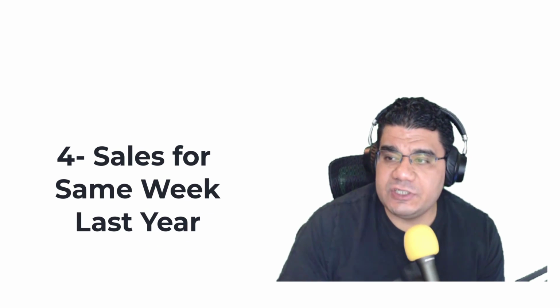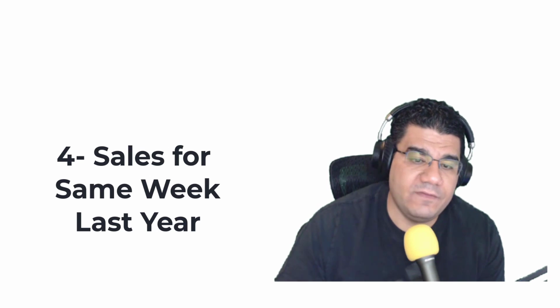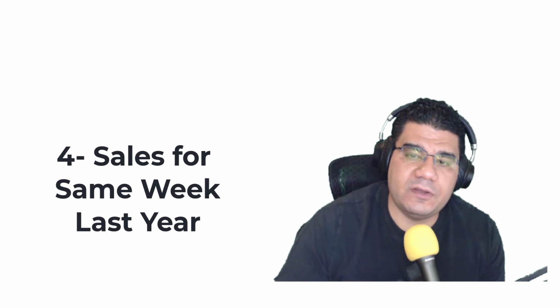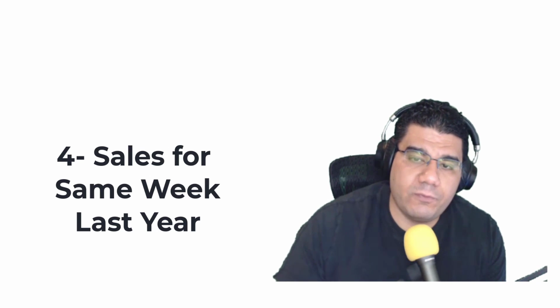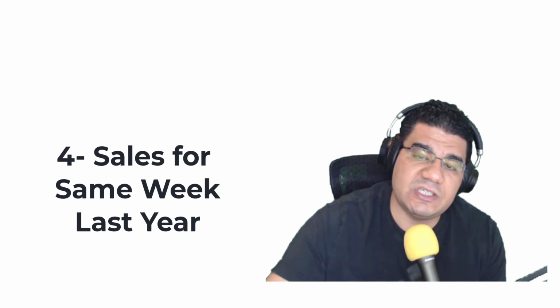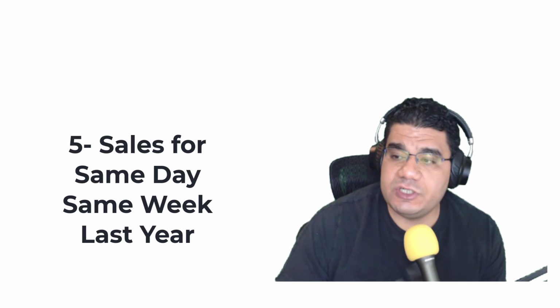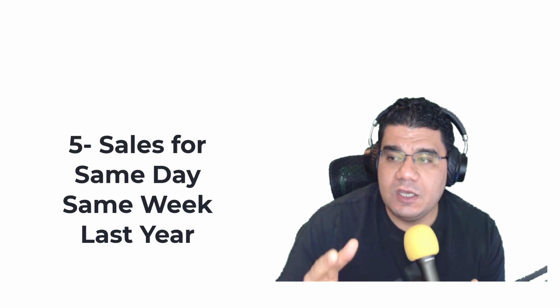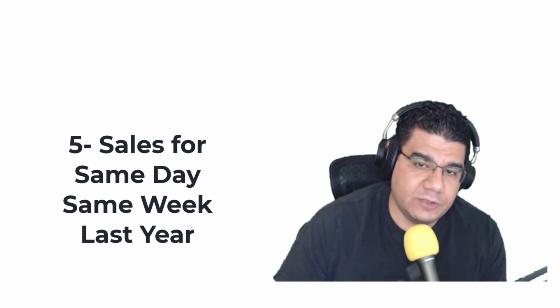And the fourth measure is going to be the sales for the same week of the last year. So you're going to be able to compare the sales for the fourth week of this year, for example, to the sales of the fourth week of the last year. And the fifth and last measure is going to be the sales for the same day, same week last year. So you're going to be able to compare the sales, for example, for Monday of the third week of this year to the sales of Monday of the third week of the last year.